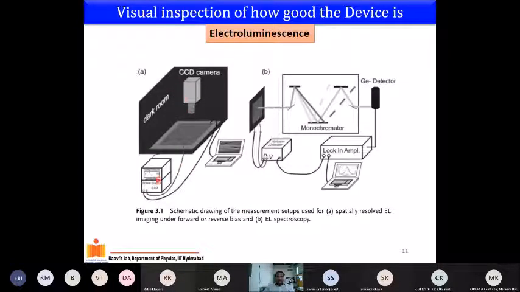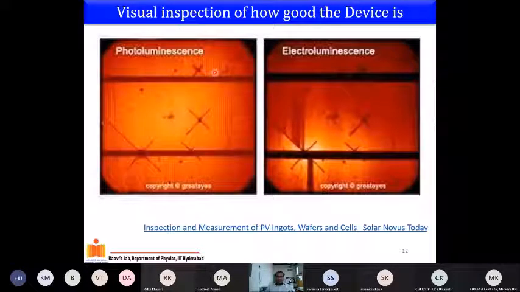Normally a setup looks like this. You have a big module which is here. You connect it to two ends of it and visualize it with a CCD camera in a dark room. This is an example of how solar cells and wafers are studied.